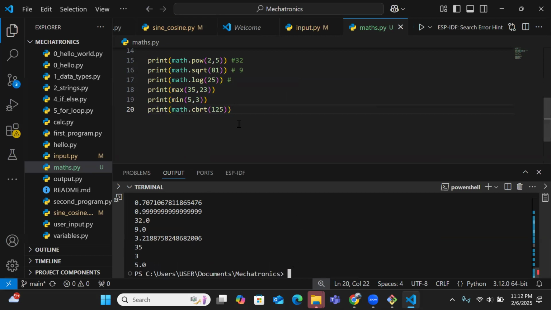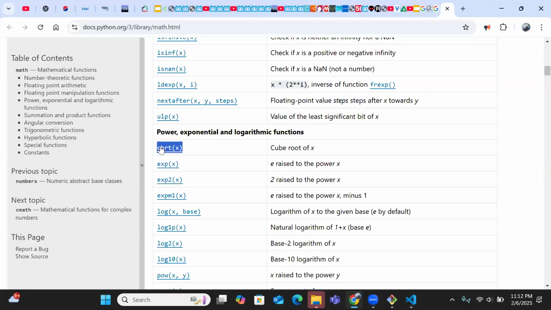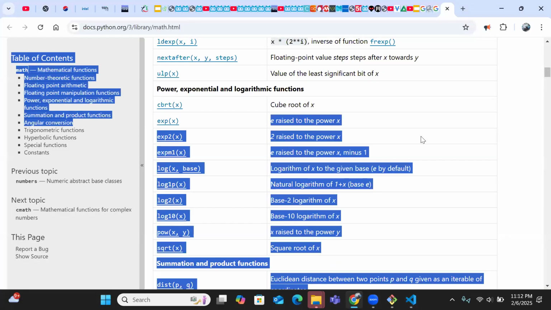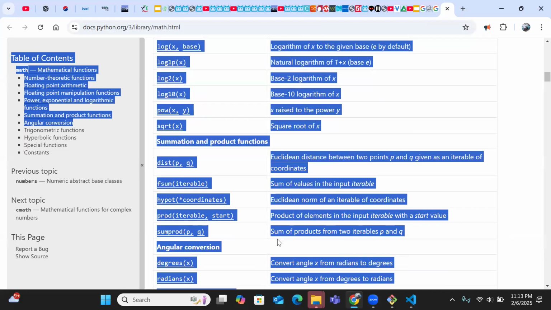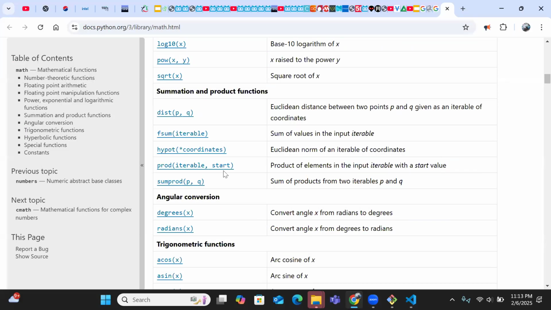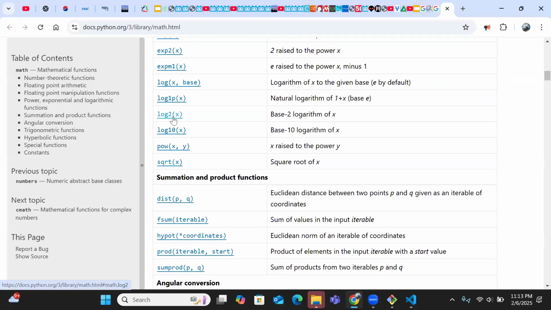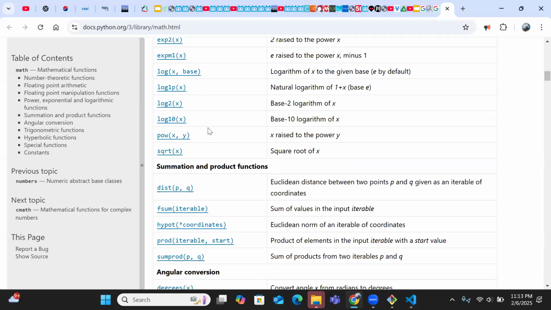Cube root of 125. 5 times 5 times 5, 3 times is 125. So the cube root of 125 is 5. Okay. So exponential is also there. Log, we've seen logarithm. Square root, power, log to base 10, log to power 2. All that.